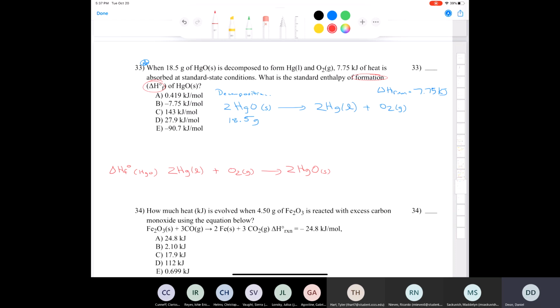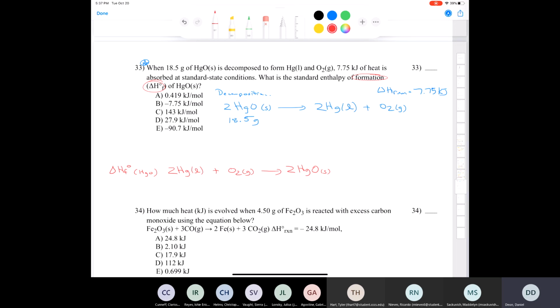So as long as we figure out the delta H of the decomposition per mole of mercuric oxide, then we'll be able to say, well, if we just reverse that, that's going to give us the formation of mercuric oxide from its elements. Okay, so what do we need to do next then? We need to determine how many moles of mercuric oxide we have.